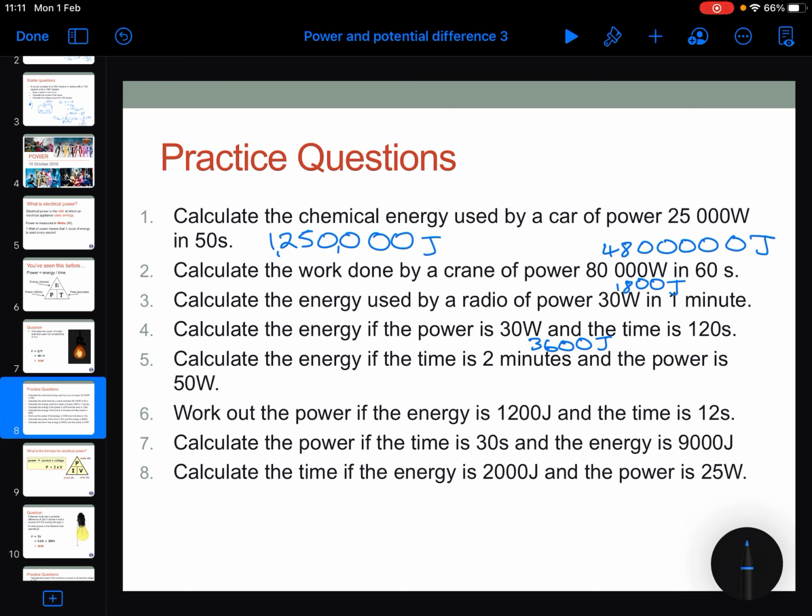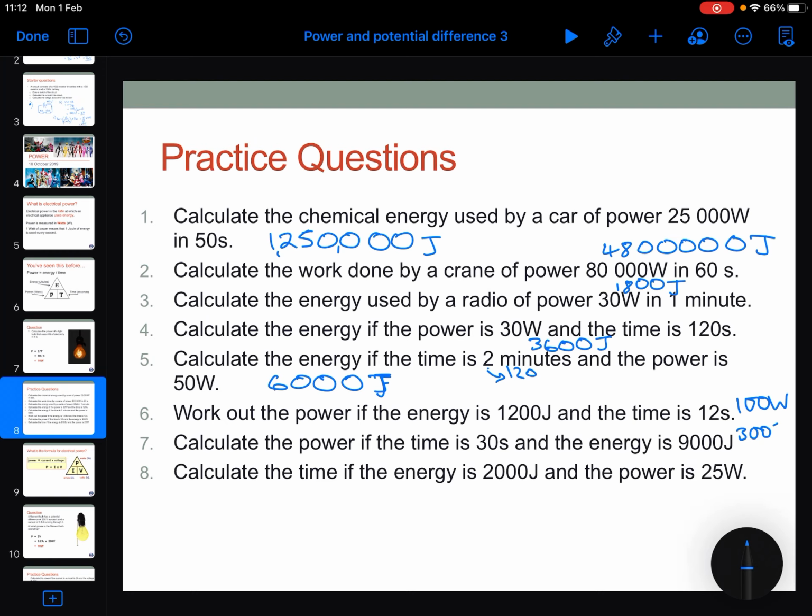Calculate the energy if the time is 2 minutes and the power is 50 watts. Notice this is in minutes, so that needs to be in seconds. 120 times 50, so that's 6,000. And it's energy, so it's joules, that's a J. Number 2, work out the power. If the energy is 1200 and the time is 12 seconds, so that's 100 watts, because you're doing energy divided by time.